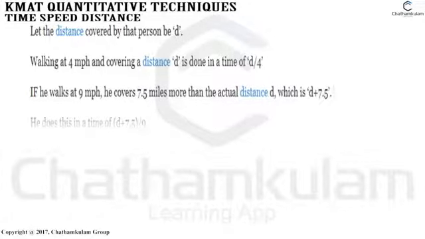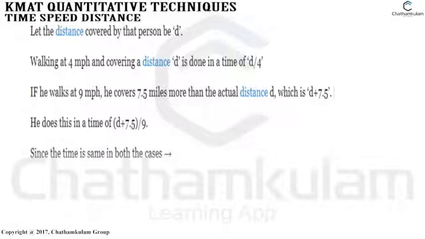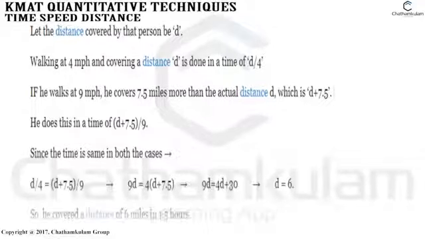Walking at 4 miles per hour and covering a distance d is done in a time of d by 4. If he walks at 9 miles per hour, he covers 7.5 miles more than the actual distance d, which is d plus 7.5. He does this in a time of d plus 7.5 divided by 9. Since the time is same in both the cases, that is d by 4 is equal to d plus 7.5 divided by 9. That is 9d is equal to 4 into d plus 7.5.